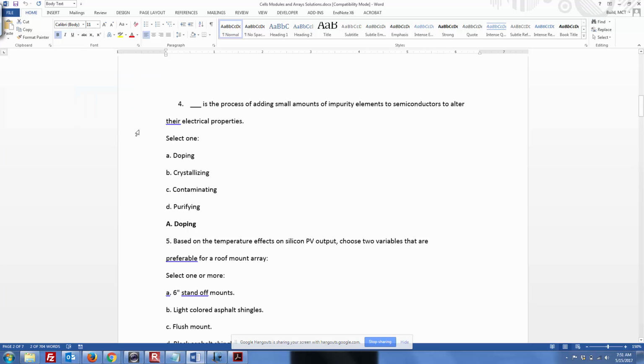Okay, so the next question, it says blank is the process of adding small amounts of impurities to alter the electrical properties. And the answer is doping. Now, here's the important part to know about this.